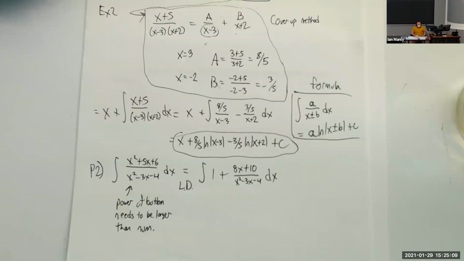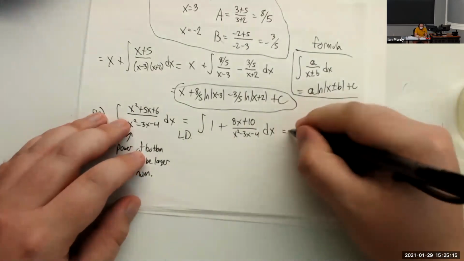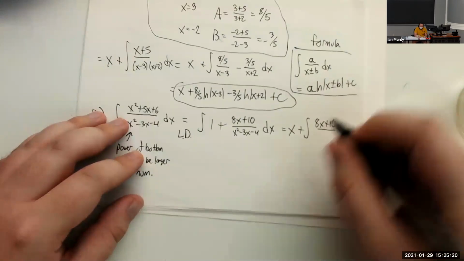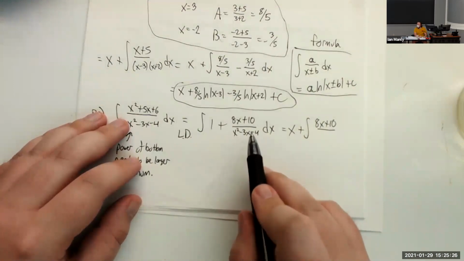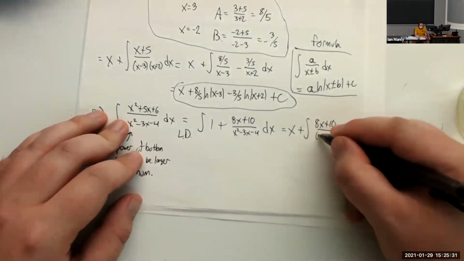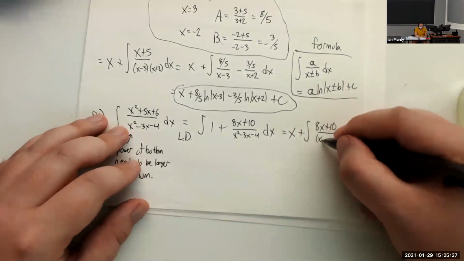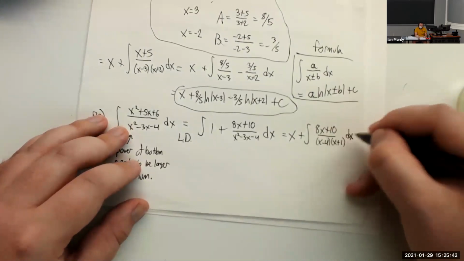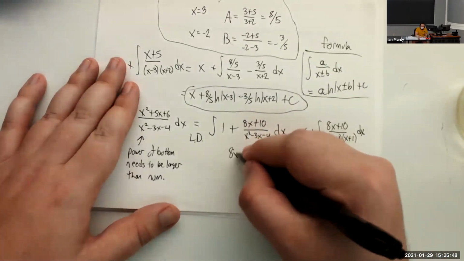All right, let's go ahead and get started on this. So we're going to take care of this real fast. This is just going to be x. So we're really focusing on the integral of 8x plus 10 over x squared minus 3x minus 4. But in order to do partial fractions, we need to fully factor everything here. So what is this going to factor into? That's right. Okay, so now that we have this, we're going to use partial fractions to split it up.